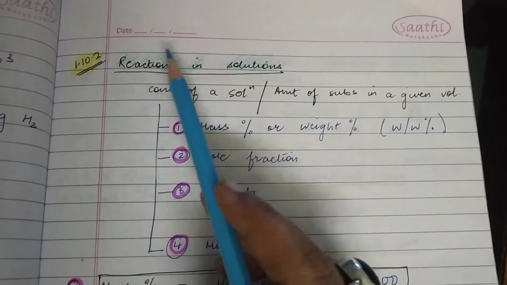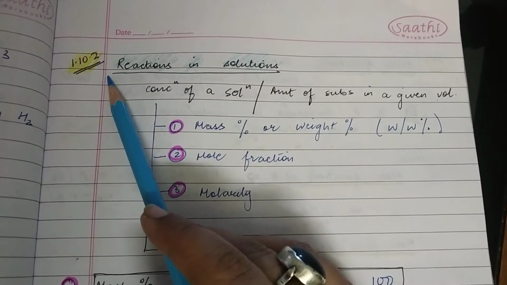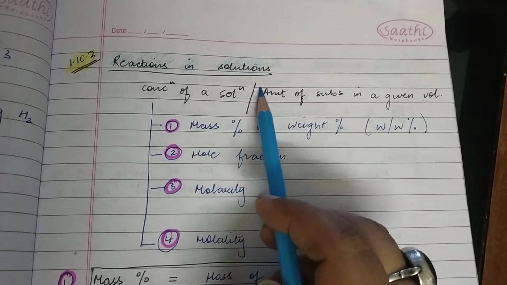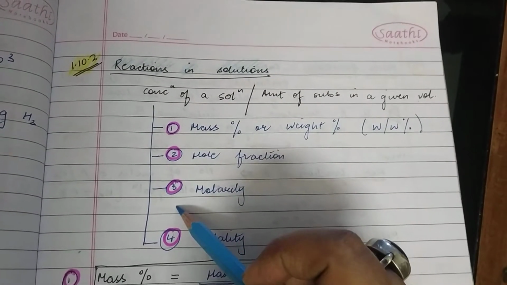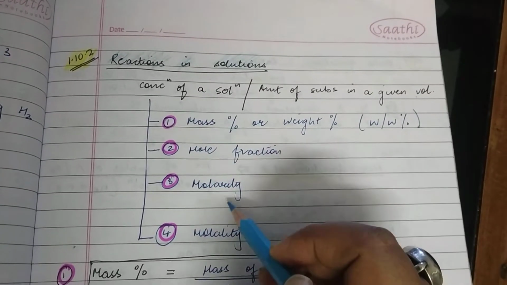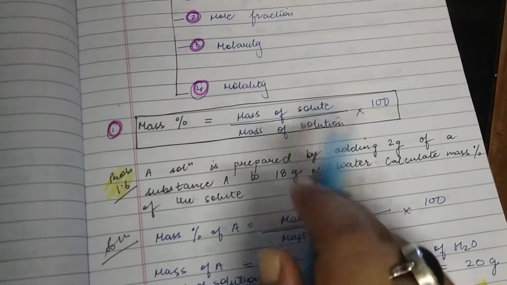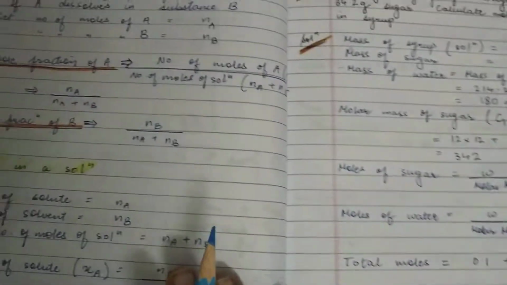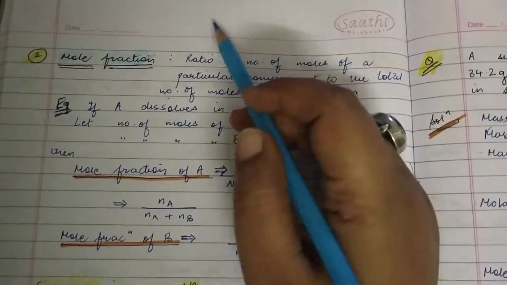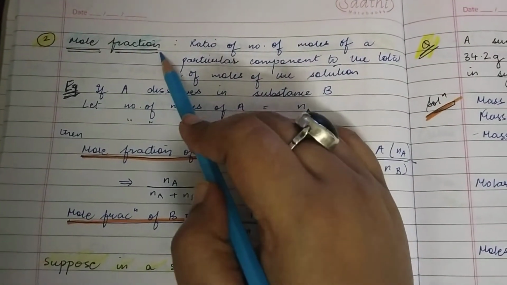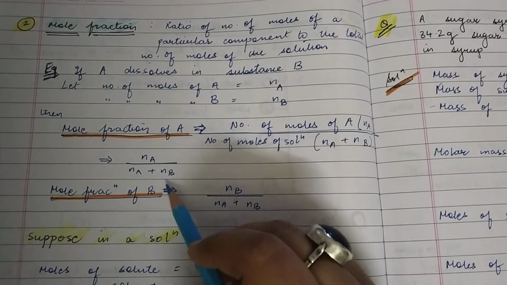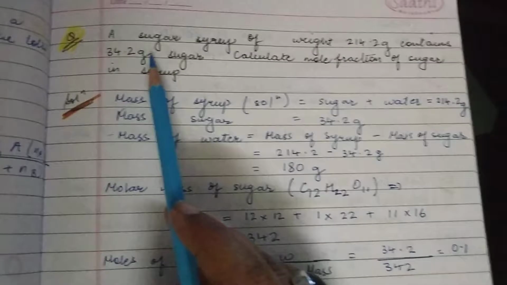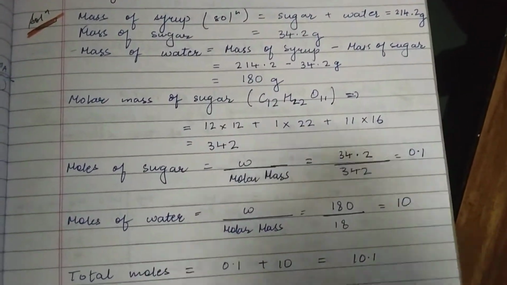Students, I have been discussing article 1.10.2 in your NCERT, and we have been discussing the concept and numericals on reactions in solutions. I have already discussed the first three, that is mass percent, mole fraction and molarity. I have given you the formulae. For mass percent, which is a very simple formula, we have applied the formula to the numerical questions, as you can see. Then I have explained the concept of mole fraction and how we calculate the mole fraction for different constituents in a given solution. And with the help of numericals, we could understand the concept better.